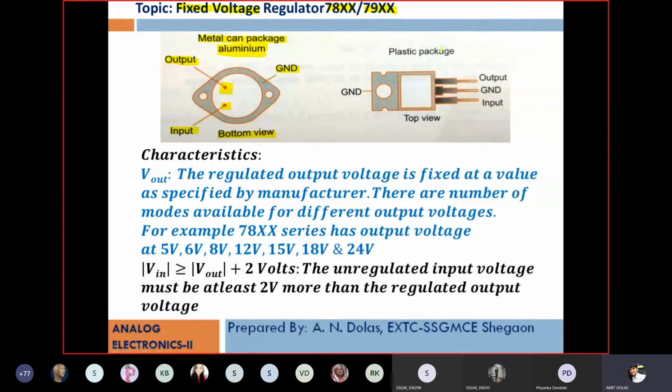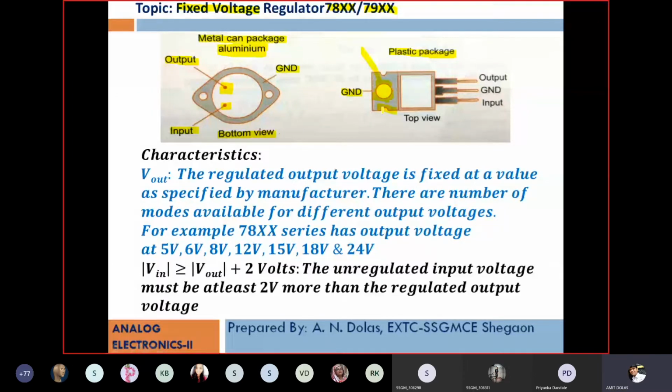Another package available for this IC, which we have generally seen in our lab, is the plastic package, which is made up of plastic, but this area is of metal, which is of course ground and working like a heatsink. This area will have a hole to fix this IC to the body of the power supply, so that maximum heat can be dissipated.